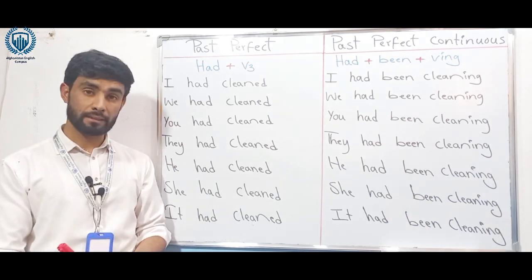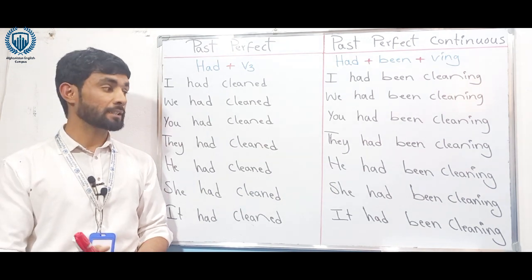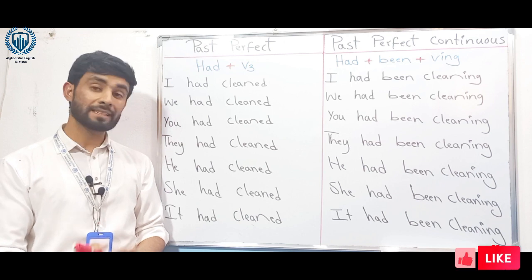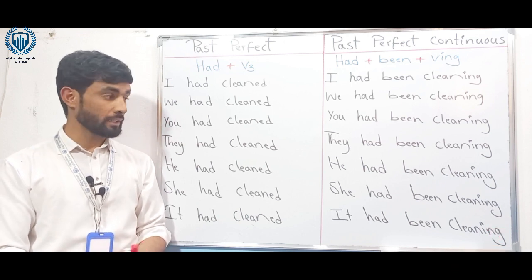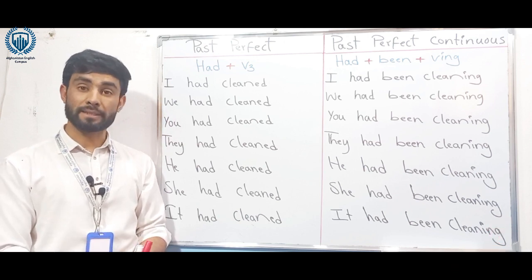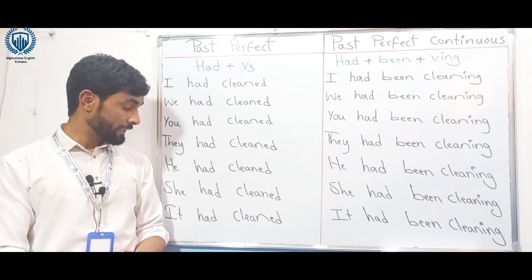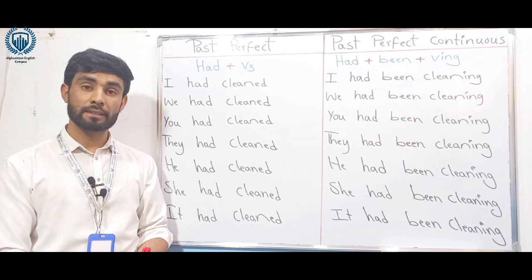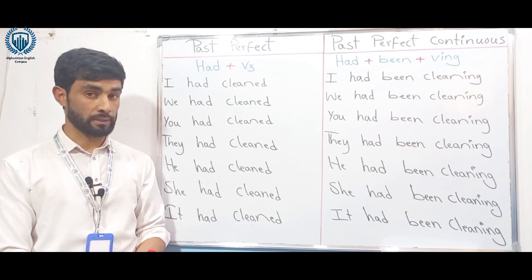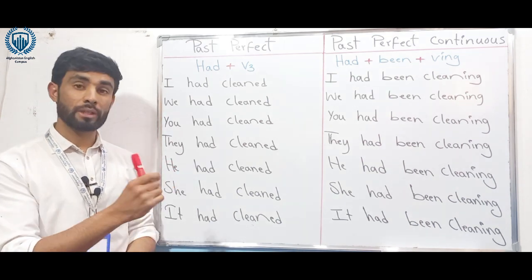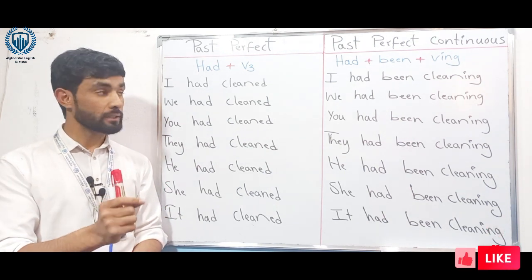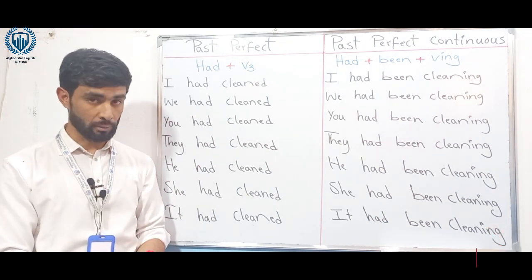He had cleaned, past perfect. He had been cleaning, past perfect continuous. She had cleaned, past perfect. She had been cleaning, past perfect continuous. It had cleaned, past perfect. It had been cleaning, past perfect continuous. This is the way we form past perfect and past perfect continuous tense.